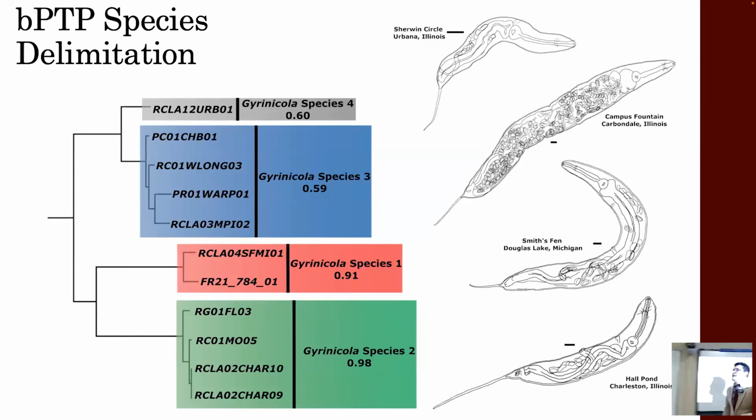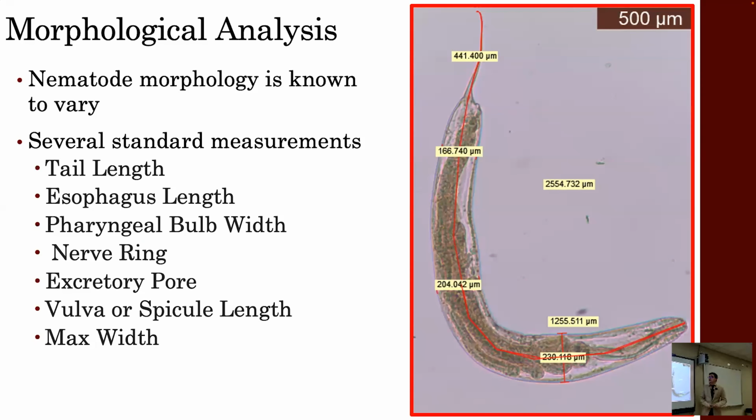The next thing I did was a morphological analysis. In doing this, one of the reasons was that nematodes are known to vary very widely between hosts, between host age. You can have the same species of nematode that's infecting different hosts, and it can look entirely different, which has led to some issues in some recent publications that have started to use some of this genetic data to infer about how these worms are related.